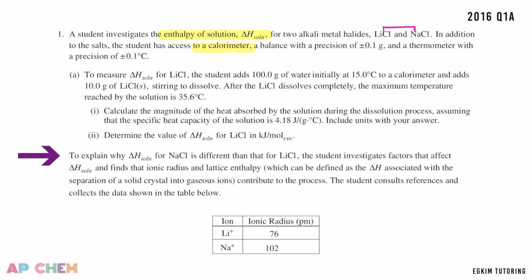I'm going to read the next part. It's actually not relevant until after part A, but let's just read it. So it says, to explain why delta H solution for sodium chloride is different than that for lithium chloride, the student investigates factors that affect delta H solution and finds that the ionic radius and lattice enthalpy, which can be defined as the delta H associated with the separation of a solid crystal into gaseous ions, contribute to the process. The student consults references and collects the data shown in the table below. So if you look at the table, the only thing to really notice is that the lithium ion is smaller than the sodium ion.